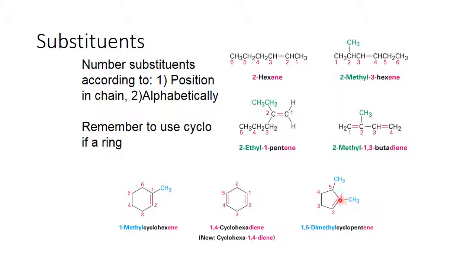If I look at this compound, I would see this is cyclopent and then cyclopentene. Now, why is it you don't go 1, 2 to give lower numbers to the methyls? It's because you must go through the double bond. So this is 1, 2, 3, 4, 5. So it's 1,5-dimethylcyclopentene.